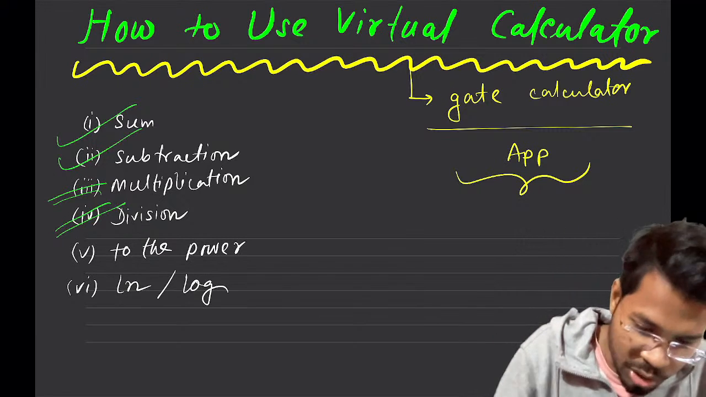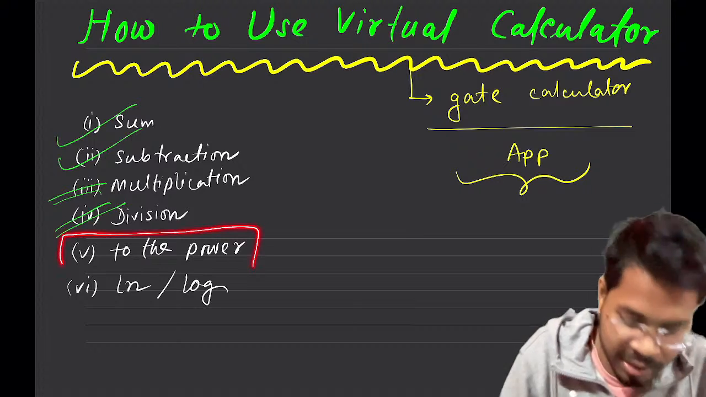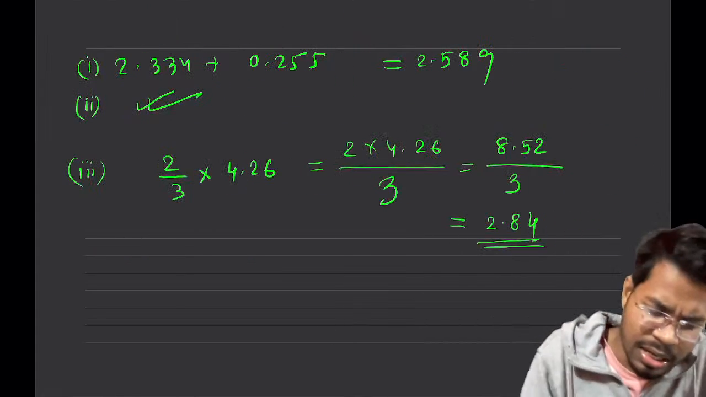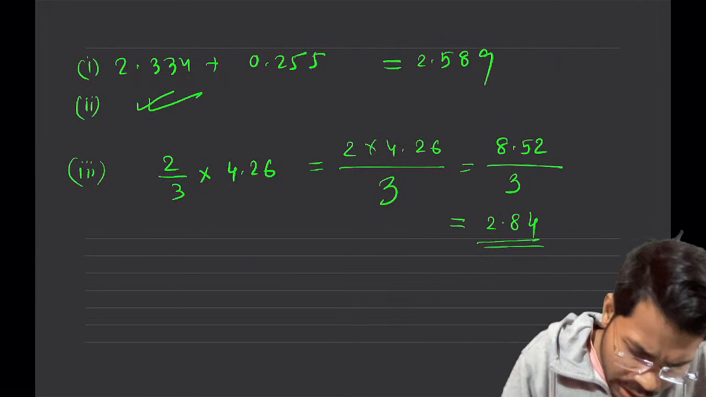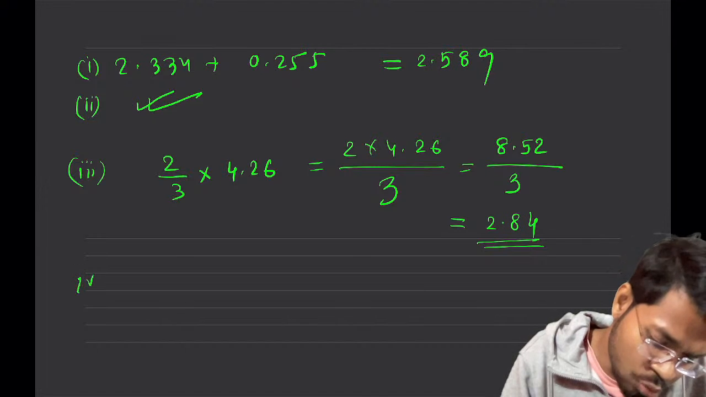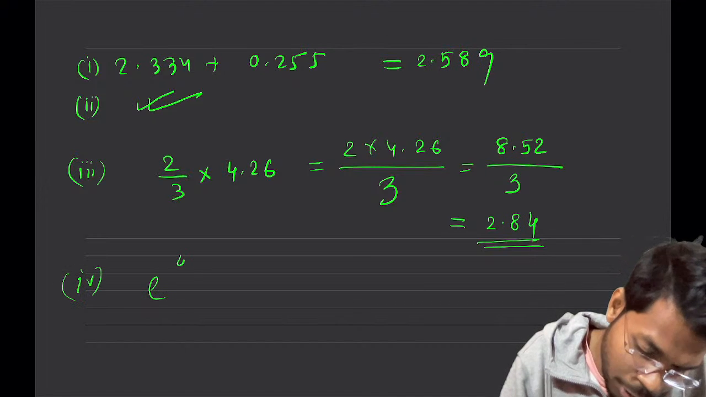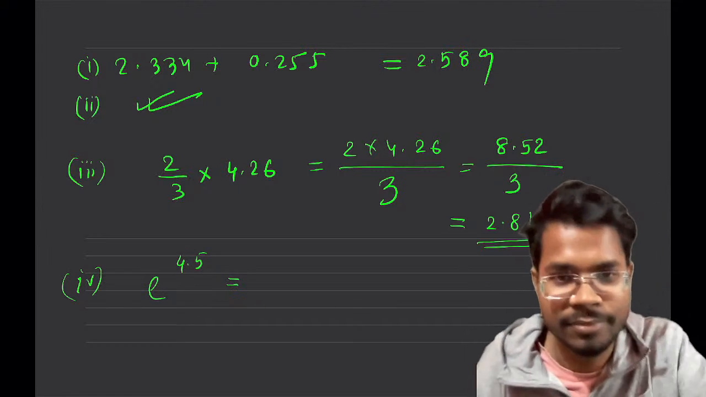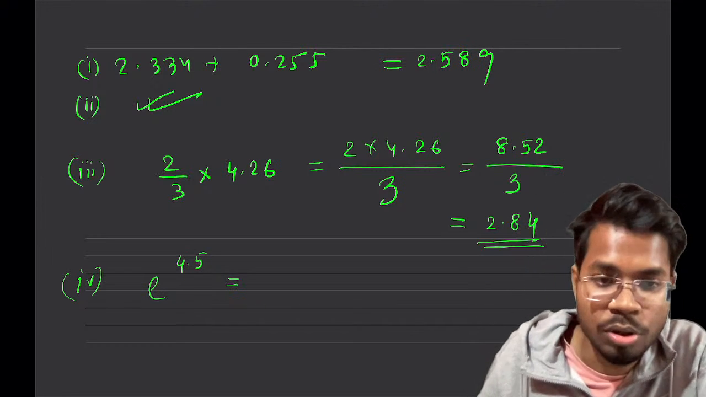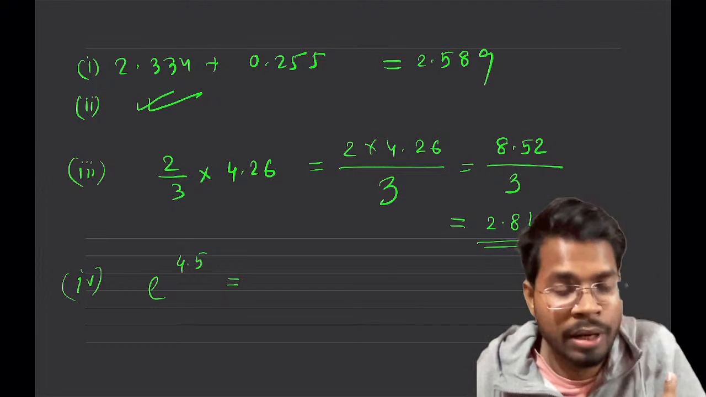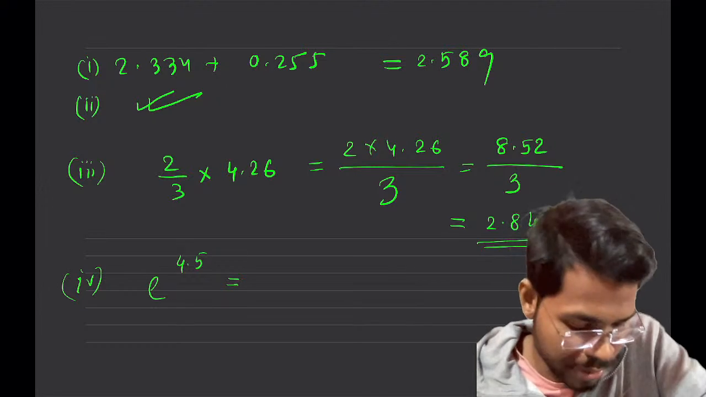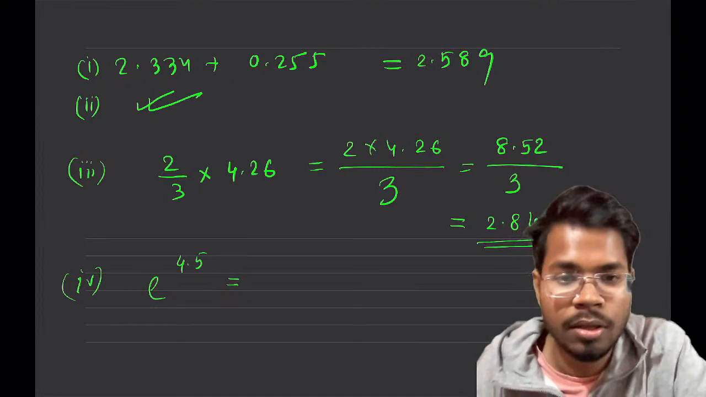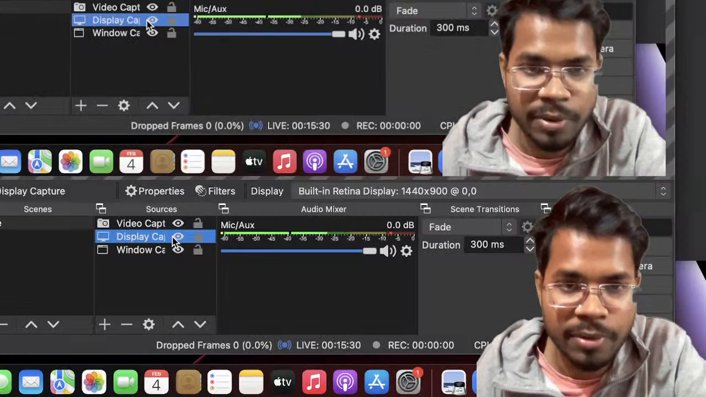Now let me show you how you can put something to the power and calculate the value. Suppose you have got one answer like e to the power 4.5. What is the value of e to the power 4.5? Let me take you to the calculator and put this value, e to the power 4.5.